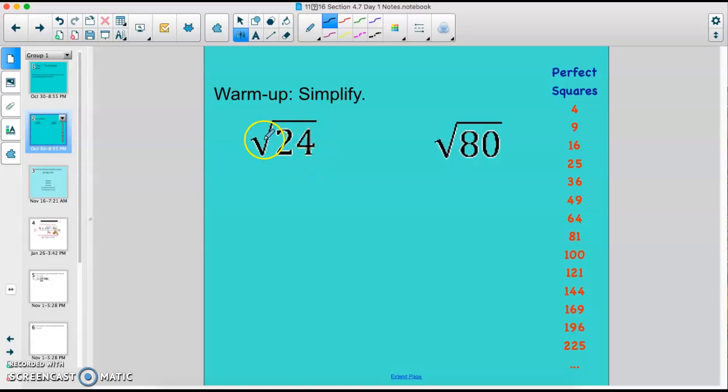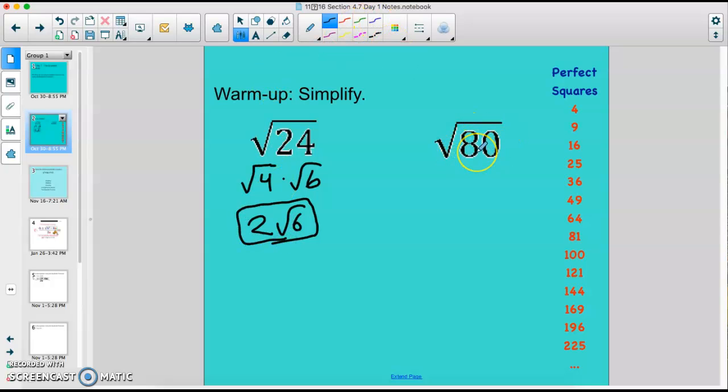Okay, so if we look at 24, can we pull one of these numbers out? And the answer is yes. We can split this into the square root of 4 times the square root of 6. That gets us the square root of 24. The reason I did that is because 4 is a nice square root number, and so I know that the square root of 4 is 2, and the square root of 6 can just stay as is. And so that would be the simplified version.